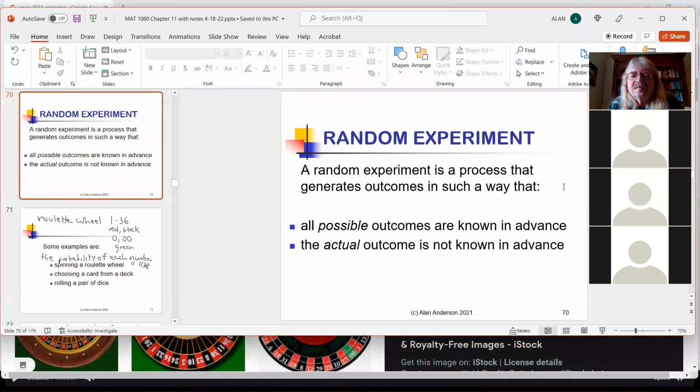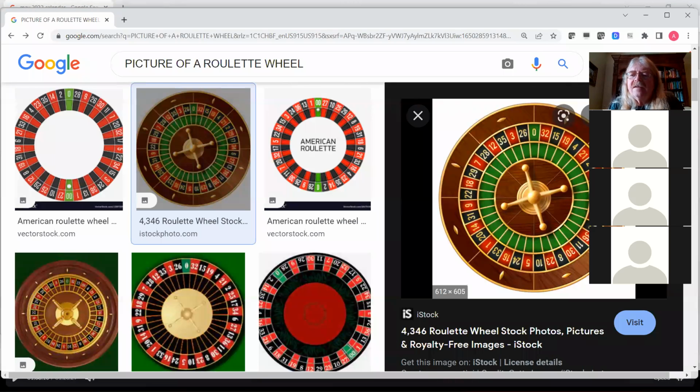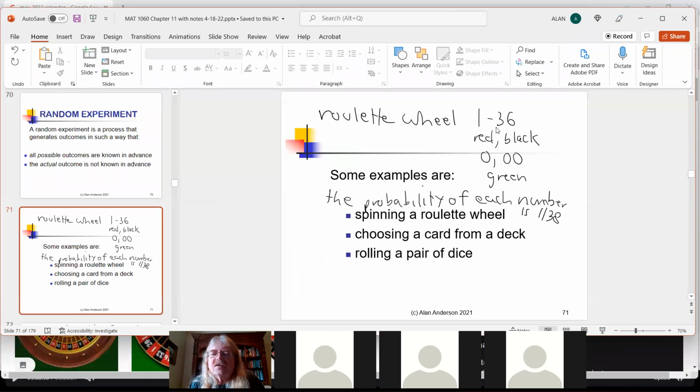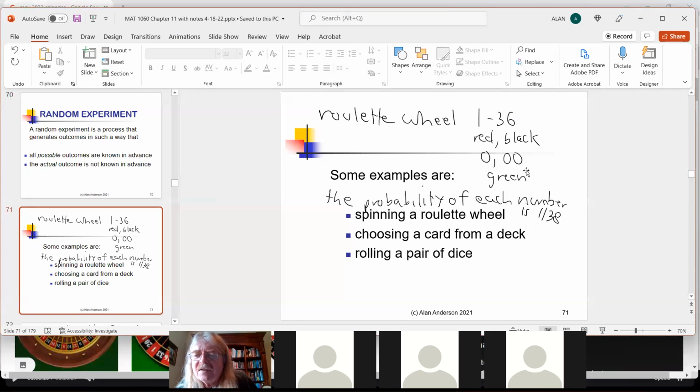What happens here is that you've got a wheel and there's numbers on there. The way it's structured is you've got the numbers 1 through 36, half of which are red and half of which are black. Now, European wheels tend to only have a 0. American wheels usually also have a double 0. Both of them are green.